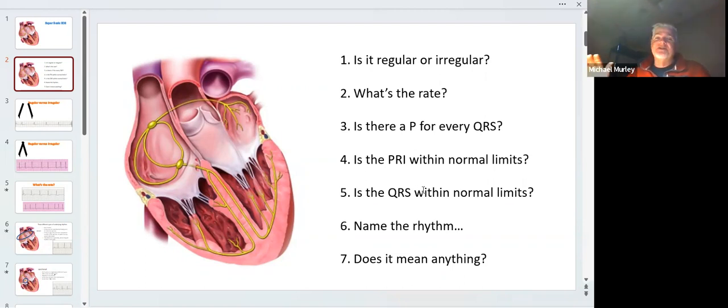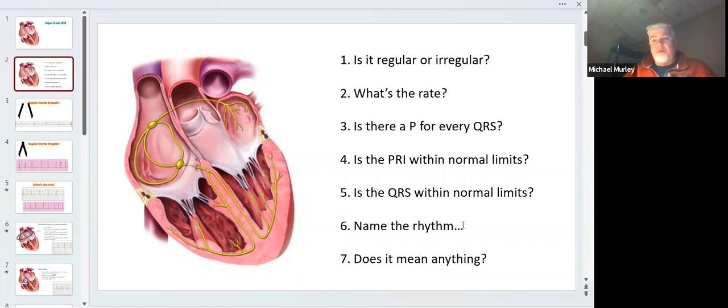The width of that QRS tells you how well the electricity is flowing through the ventricles. So if it's really wide, this could be due to a bundle branch block, could be due to some type of hemifascicular block, and it could be some type of ventricular rhythm origin.